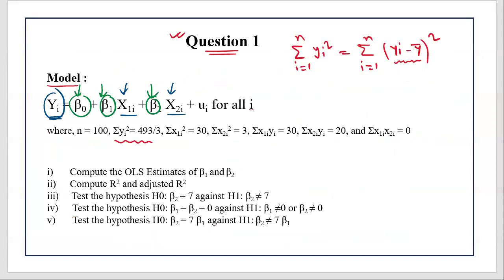So what is the third question? The third question is saying, test the hypothesis that H naught: beta 2 equals 7 against H1: beta 2 not equals 7. So basically you are trying to do a one sample t-test, a two-tail test, and you have to find out if the slope parameter corresponding to x2 can take the value 7 or not, and we'll assume a 5% level of significance, right?